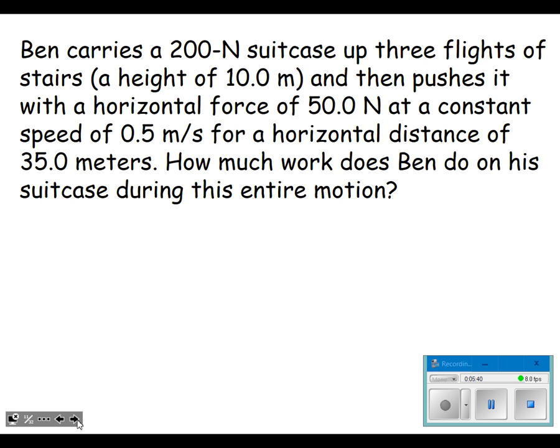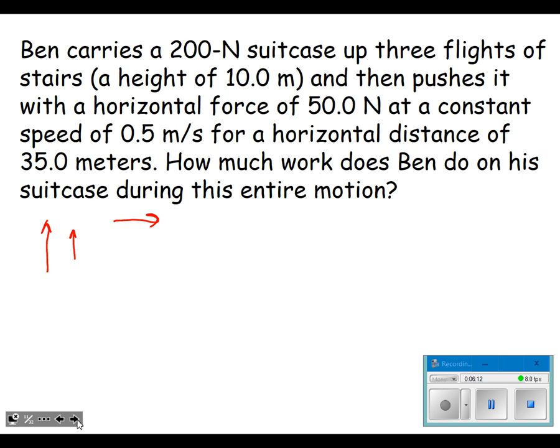Okay. Ben carries a 200 Newton suitcase up a flight of stairs. So he is having to apply a 200 Newton force up, and the height is 10 meters. And then he's pushing with 50 newtons of force, and that's at a constant speed. So that's an equal force to the frictional force of the floor. And he's going to do that for 35 meters. So those two are in the same plane with each other.